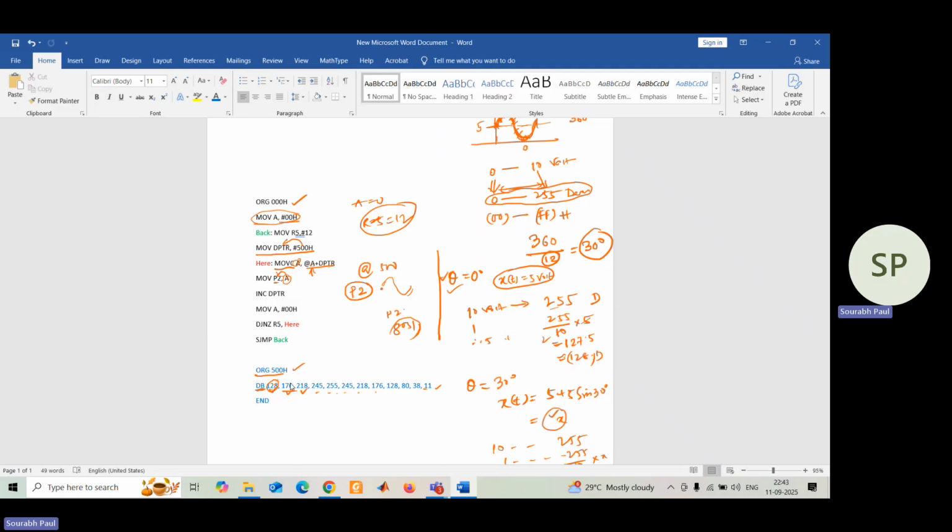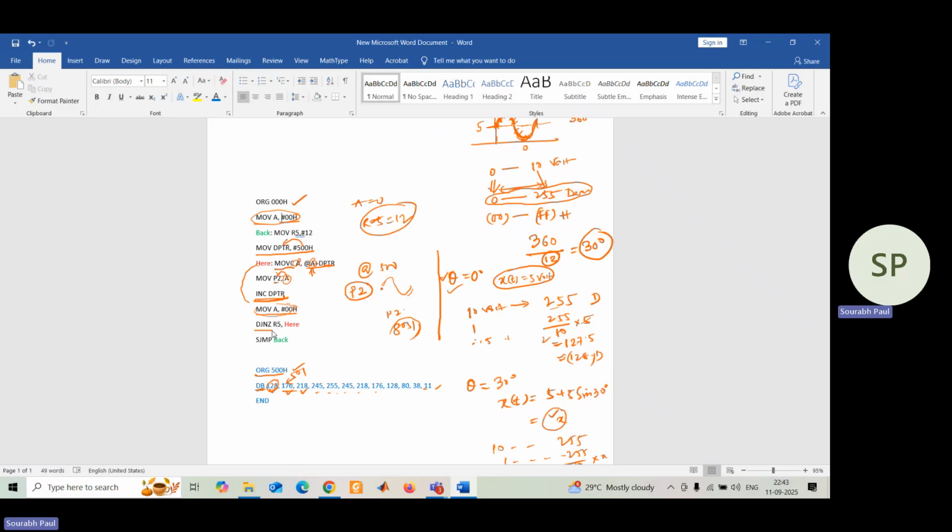Now I have to access the next value. For that, I have to increment the value of DPTR so that it comes to location 501, the next address. But as you are going to use MOVC A, @A+DPTR next time also, you have to take care of the accumulator so that it does not create any problem in accessing the data through DPTR. I need to make this value 0, so I am doing MOV A, #00. I am making the value of the accumulator 0 so that it doesn't create any problem.